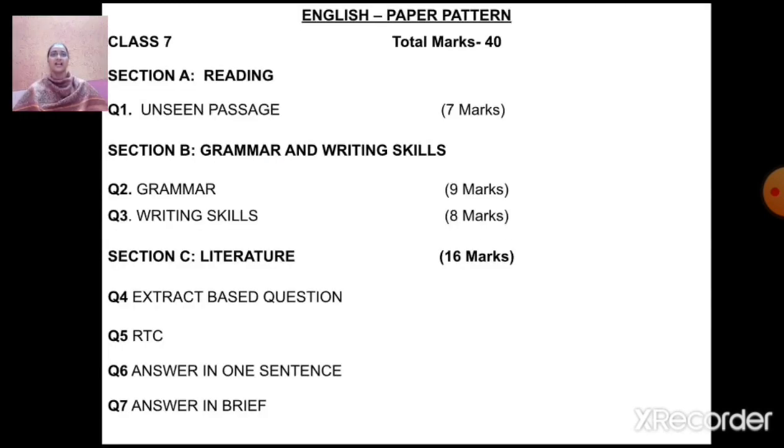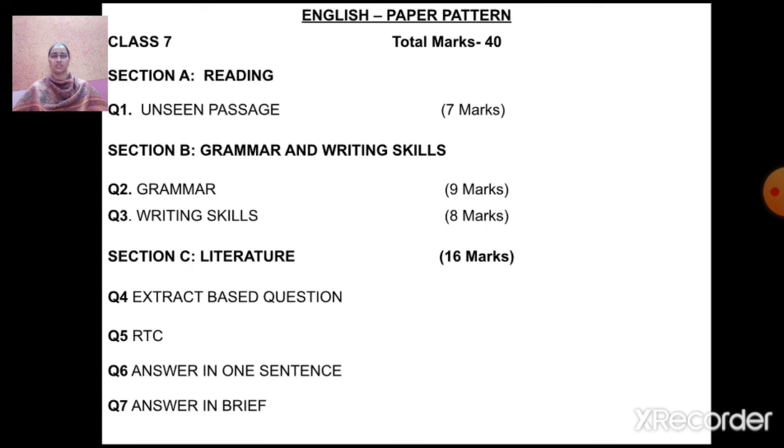Now students, start writing your English paper pattern. Your first summative assessment is for 40 marks. You have all multiple choice questions. There are 3 sections here, that is section A, section B and section C. In section A you have reading, in section B you will have grammar and writing skill, and in section C you have literature.